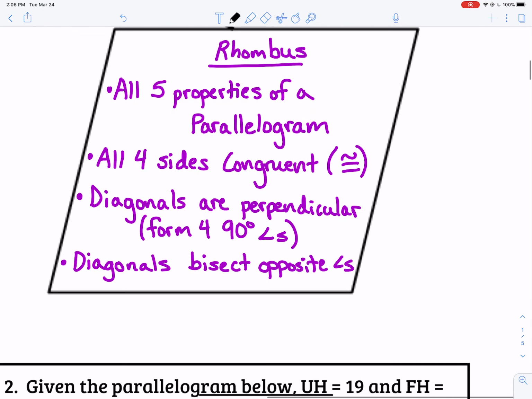So I'm just going to try to sketch a little rhombus. It kind of looks like a parallelogram, but try to make it so all 4 sides look like they're equal length. So all 4 sides are congruent. We just put a little tick mark. Diagonals of a rhombus are perpendicular to one another. So that means they form 90-degree angles where they intersect in the middle. So all 4 of those angles are 90-degree angles.